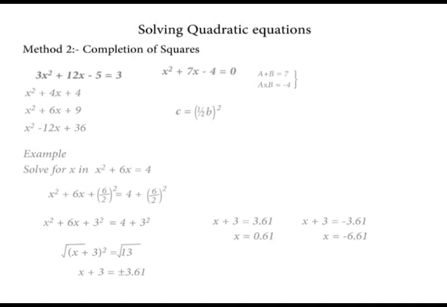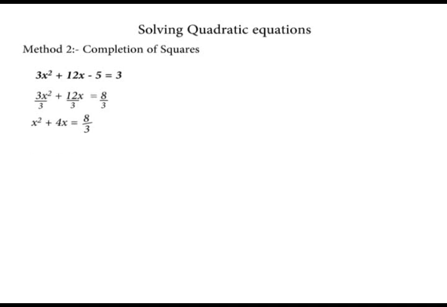Another example, 3x squared plus 12x minus 5 is equal to 3. We first take 5 to the right hand side, so we have 3x squared plus 12x is equal to 8. Make the leading coefficient 1 by dividing everything by 3. We remain with x squared plus 4x is equal to 8 over 3. Then we add half b squared on both sides. b in our case is 4.